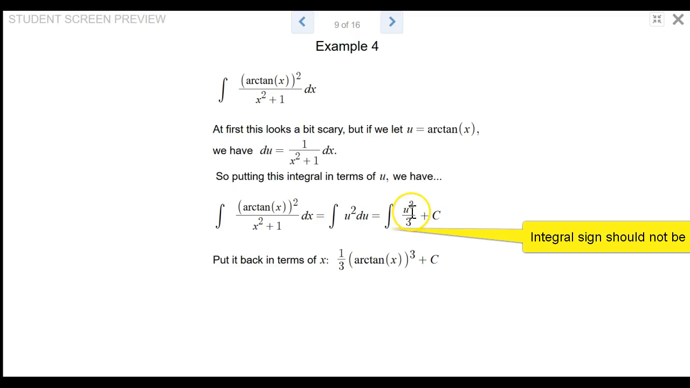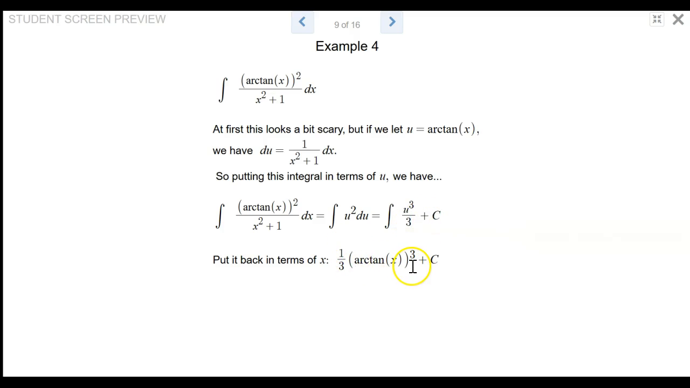So this is simply u cubed over 3. This integral sign should not be there. This is u cubed over 3 plus c, and then I put it back in terms of x. And I get 1/3 arctangent cubed x plus c.